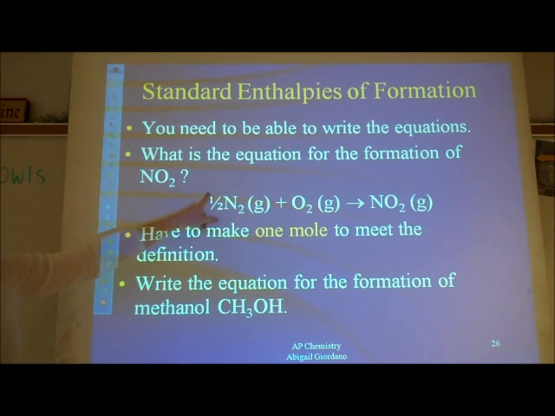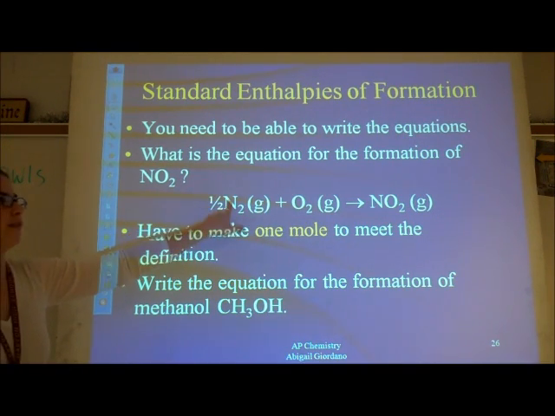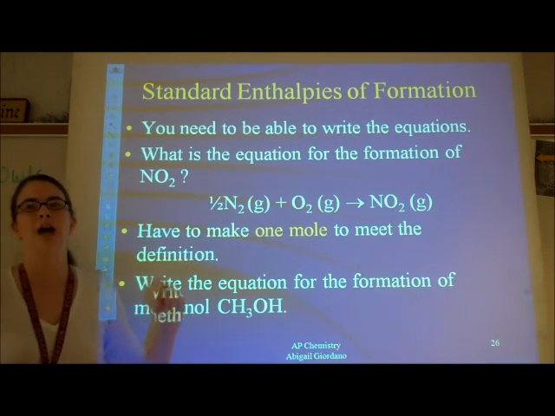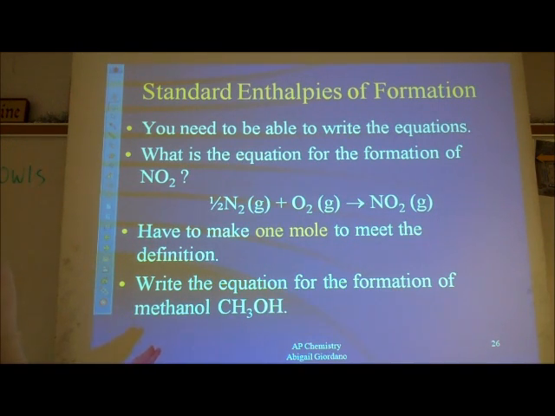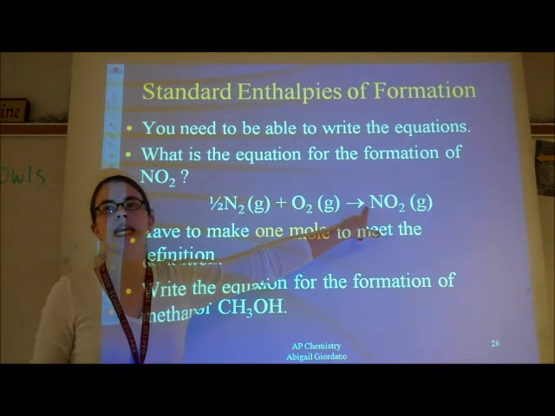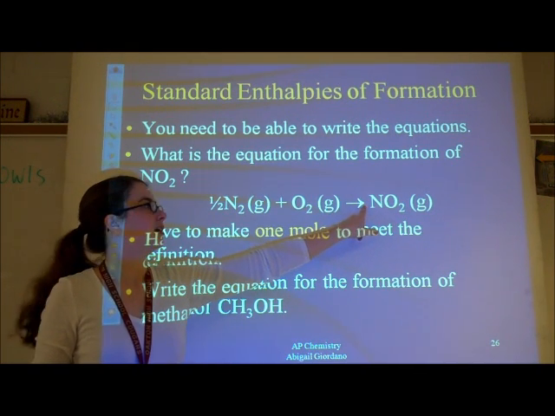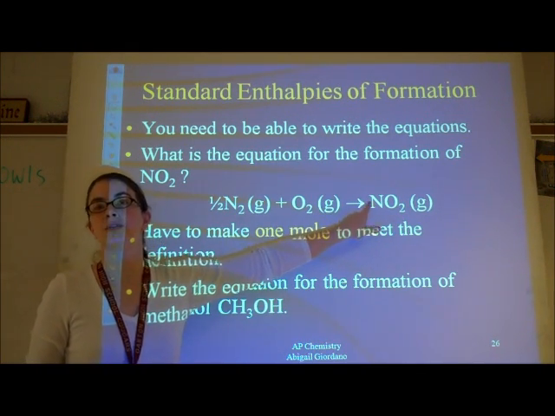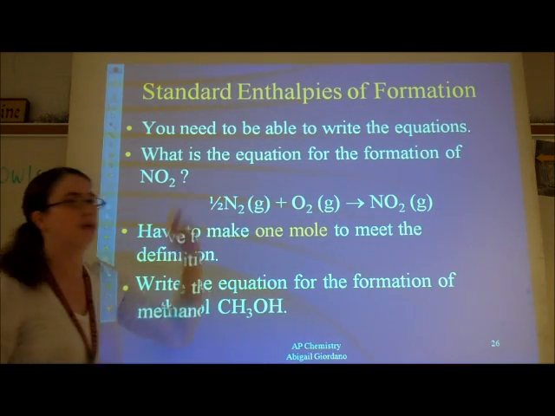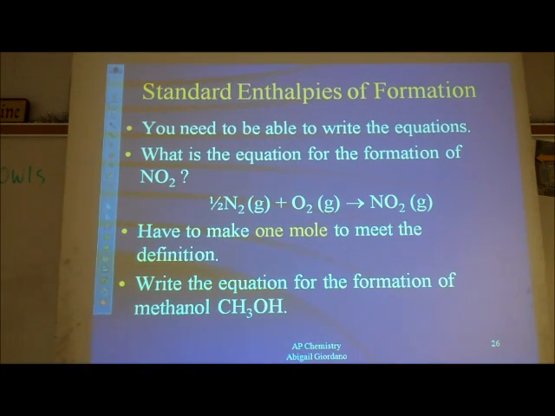And if any of you are wondering why there is a 1/2 there, when I've said so many times we don't do fractions in chemistry, the definition of energy of formation is forming 1 mole of the substance. This coefficient must be a 1, and you back solve for your coefficients of your reactants.